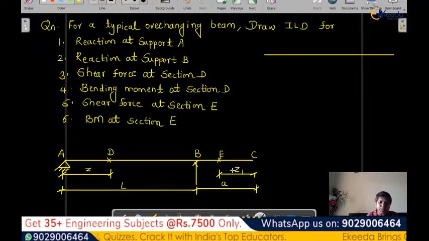These are the supports A and B, and this is the overhanging part. So let's draw to get the solution. We have to draw this diagram first. So let's draw this to show the positioning of the unit load.